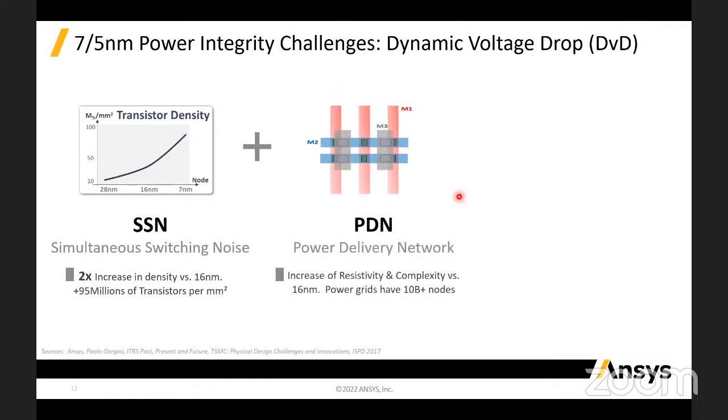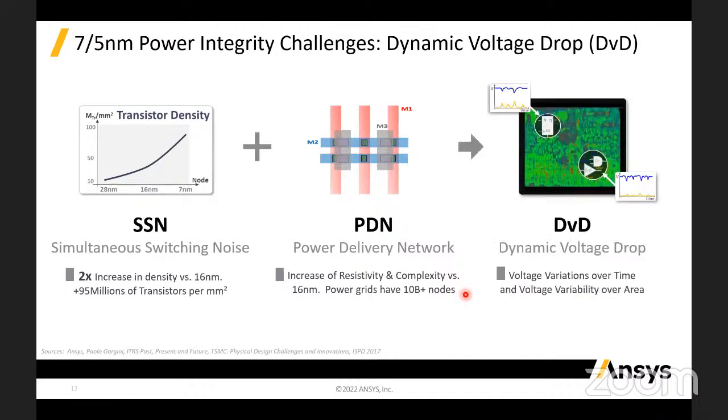The second aspect is the power delivery network, or PDN as it is called. Power grid complexity has significantly increased from 16 nanometer to 7 nanometer. As this diagram shows, power grids have become so dense and complex that we now see the PDN to have as many as 10 billion plus nodes.